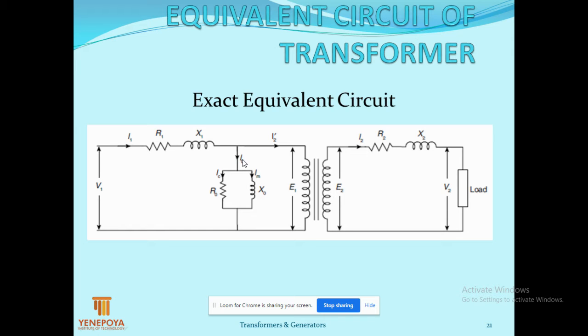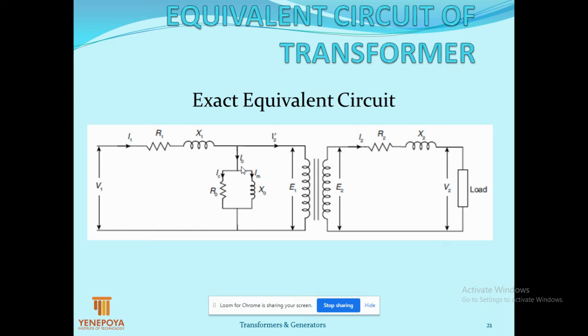I0 is nothing but the vector sum of IC and IM. IM is the magnetizing component of current, and IC is the working component of current. IC is responsible for producing the core loss. IM is the current which flows through the reactance X0, which is responsible for producing the flux φ. Here I0 is a very small current, and IM is also very small, but sufficient to produce a flux φ in the core, which induces the EMFs E1 and E2 in the primary and secondary windings. R1 and X1 are the primary side resistance and reactance.